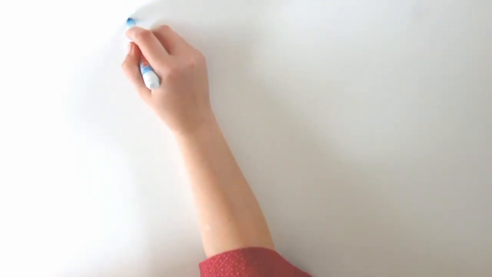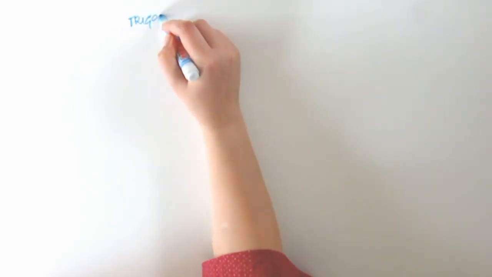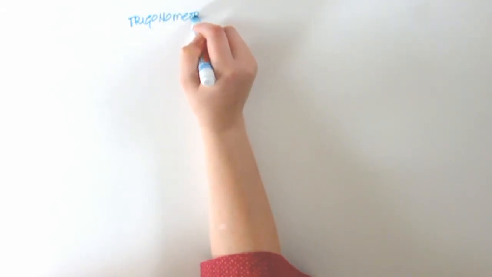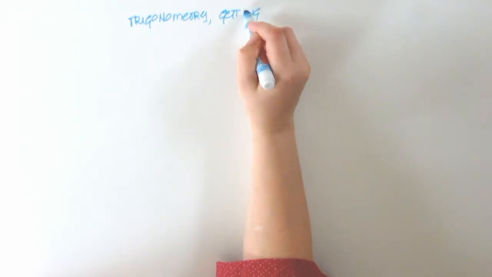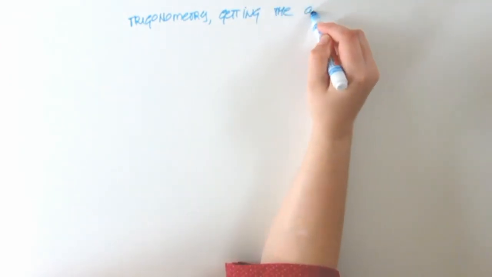Hola clase! Today we are learning how to use trigonometry to find one missing angle. I will give you a step-by-step how-to guide and then we'll make an example together.